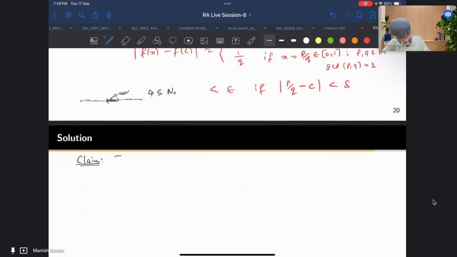So suppose for some natural number n belonging to the natural numbers, I'm saying that there will exist finitely many rationals, x equal to p by q, in (0, 1), such that again the same thing: GCD of p and q is 1. They exist finitely many such that q is less than or equal to n.